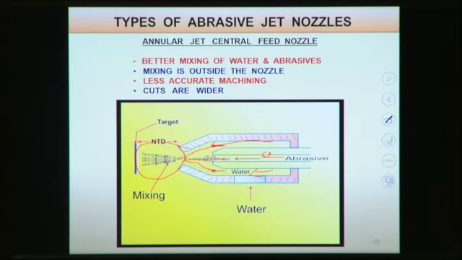Here you can see there is a huge divergence of this abrasive water jet. So the kerf generated is high in this case, and the accuracy of the workpiece generated is less, meaning the workpieces are less accurate.